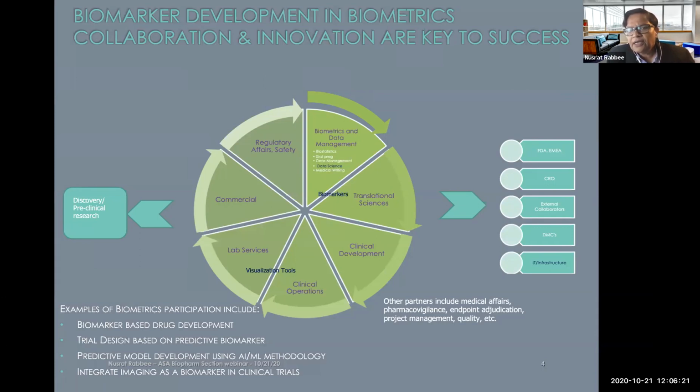bioinformaticians, and so on. And we will be working very closely with translational science when a biomarker or biomarkers are being developed for a clinical program. We will also work with the bioanalytics, the lab services for PK/PD biomarkers, safety biomarkers, and so on, and clinical operations, when the data is coming in, and in developing assessment schedules for collecting the biomarkers.